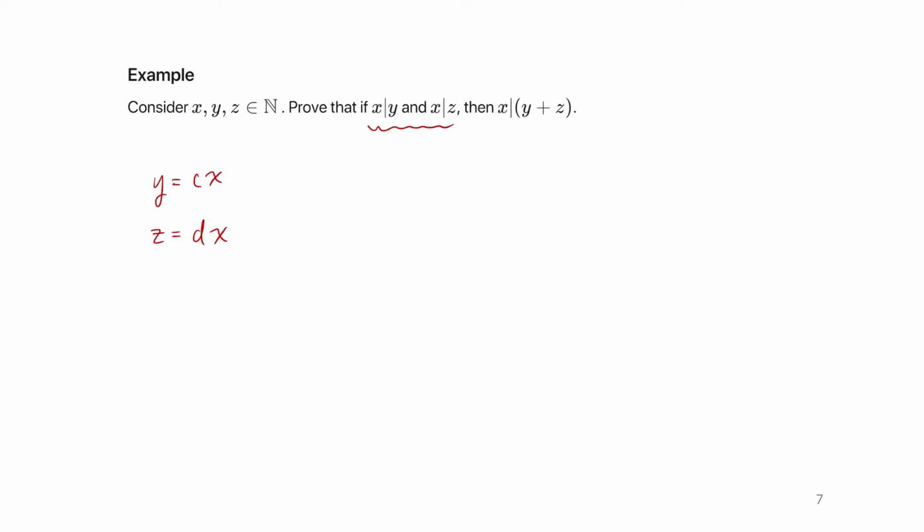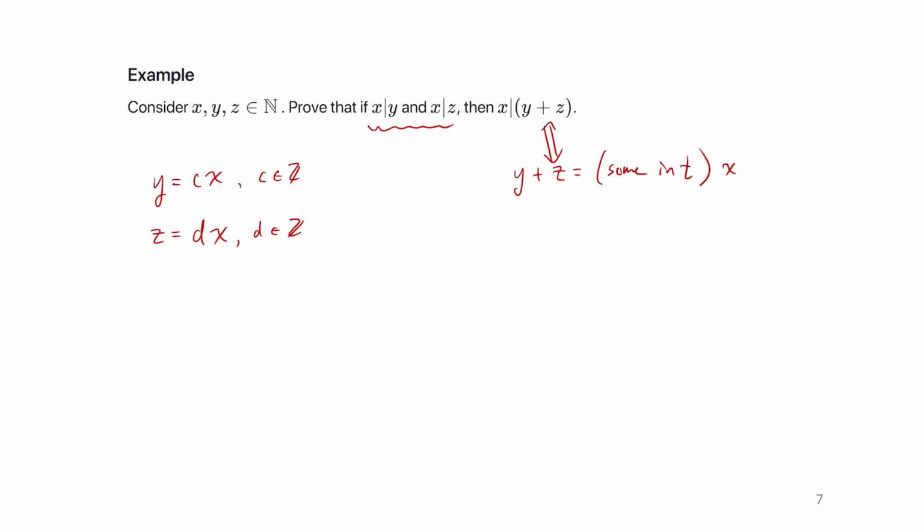Okay, so this is what we're allowed to assume. And if we want to be super explicit, we can say, by the definition, c is an integer and d is an integer. But of course, since I said x, y, and z are natural numbers, c and d will also be natural numbers because they can't be negative, right? And now we want to show that we can write y plus z as some integer times x, because that's equivalent to x dividing y plus z. We want to somehow show that we can write y plus z as some integer times x.